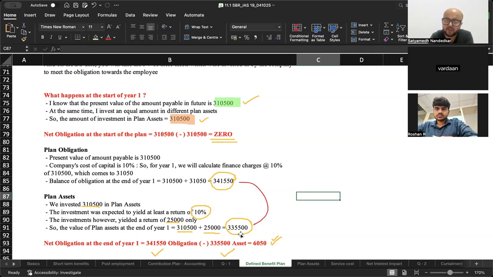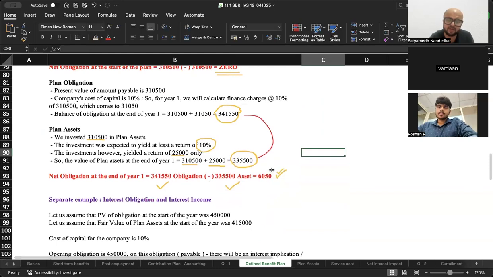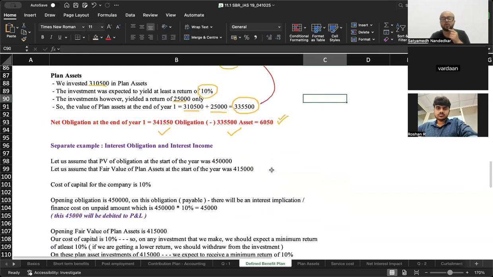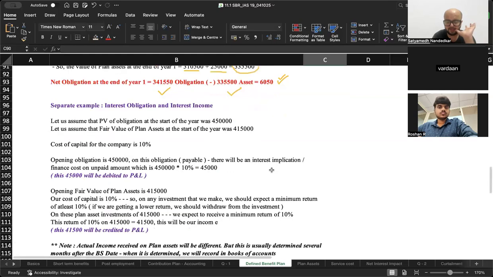3,10,500 plus 25,000, 335500. Now your obligation at the end of the year is 341,550 and the asset value is 335,500. So what is the net obligation at the end of year 1? It is 6050. ठीक है. And naturally you show the net amount in the balance sheet, and because the obligation and the asset are being netted off, the interest part on those is also netted off, and you show only the net amount of interest in the P&L account. You don't show interest expense and interest income.